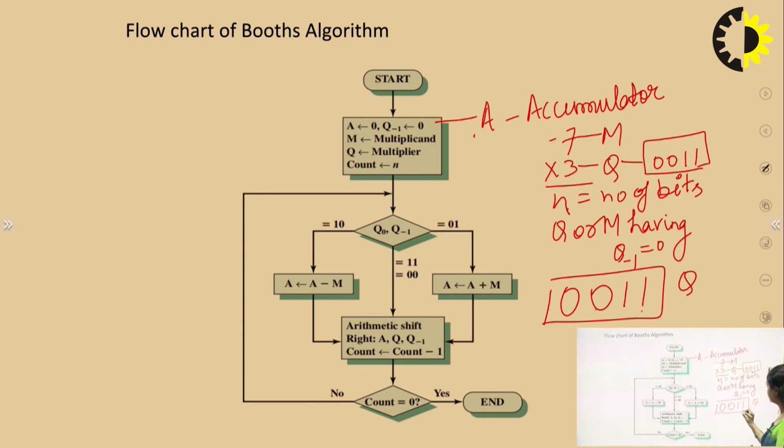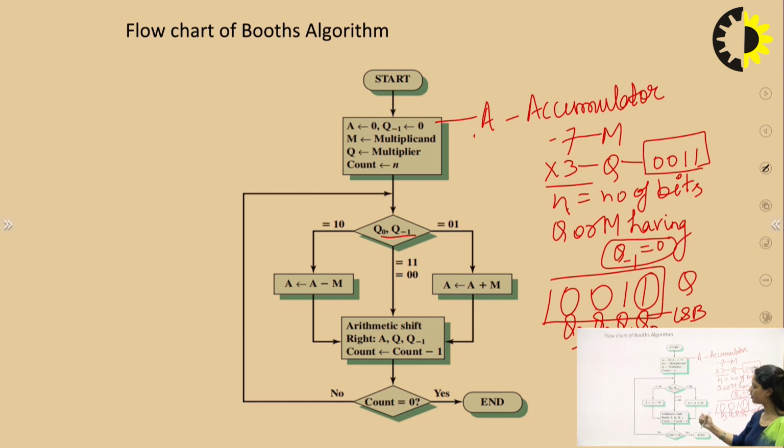And here these bits will be termed as Q naught, Q1, Q2 and Q3. Q naught is the least significant bit of that Q. And we have to perform the comparison between this Q naught bit and this initial 0 bit, Q minus 1, in this flowchart. And their value may be, we have 4 possibilities: 1, 0, 0, 1, 1, 1 and 0, 0.